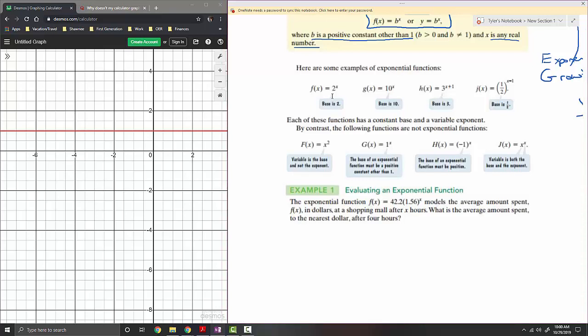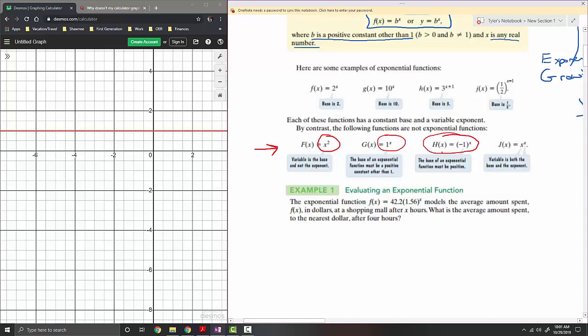And then below are some examples that aren't exponential functions, right? So if you have a variable raised to a constant exponent like x squared, that's not going to be exponential, right? That's actually just a polynomial, like we've looked at before. And then here, if you have 1 to the x, that can't be exponential either, and we already looked at y, right? Because that just gives us a constant function, right?